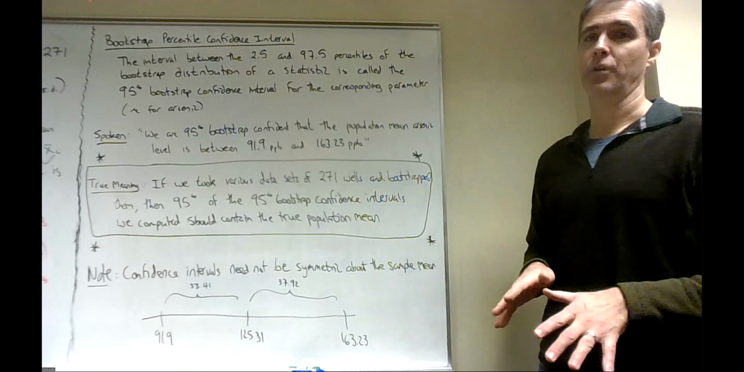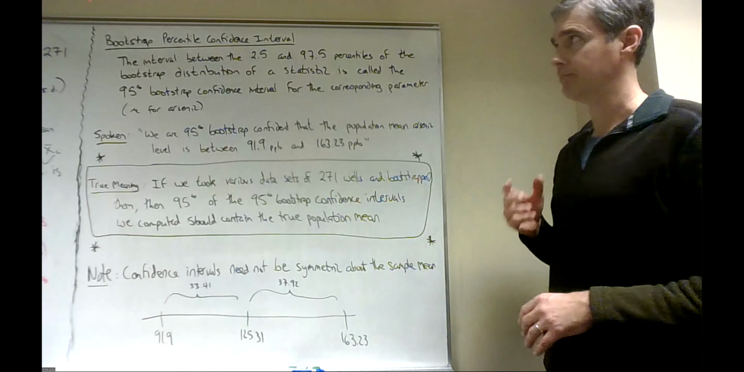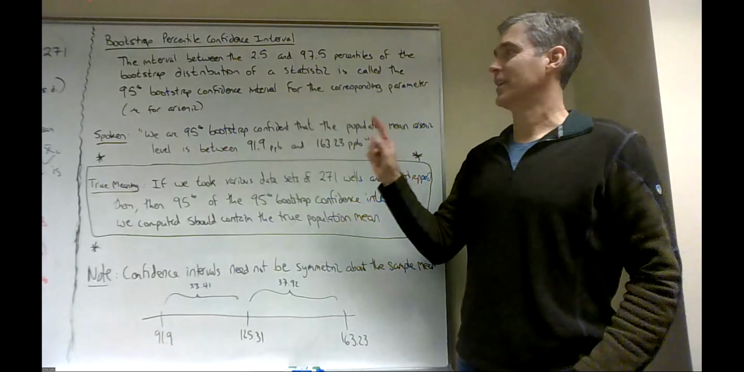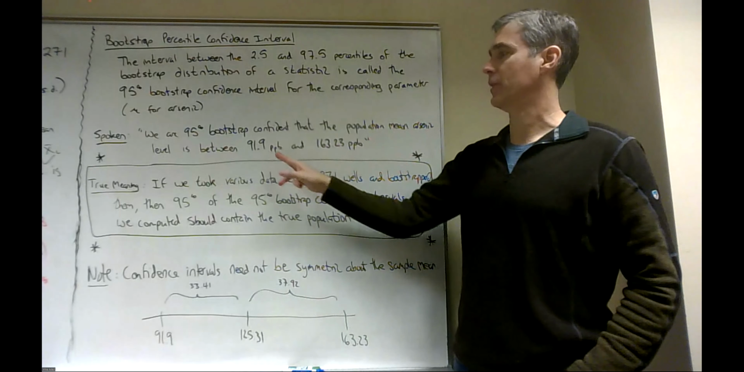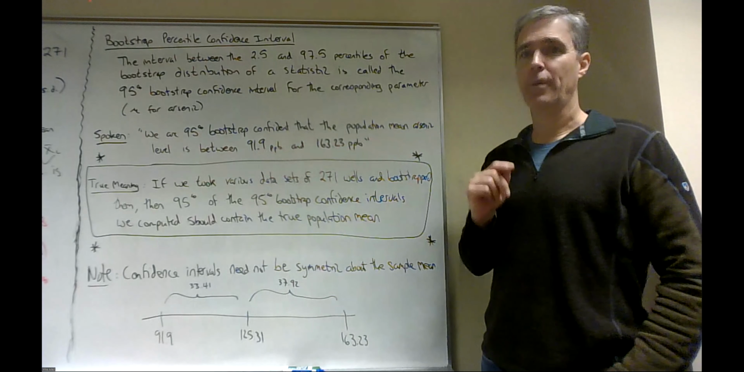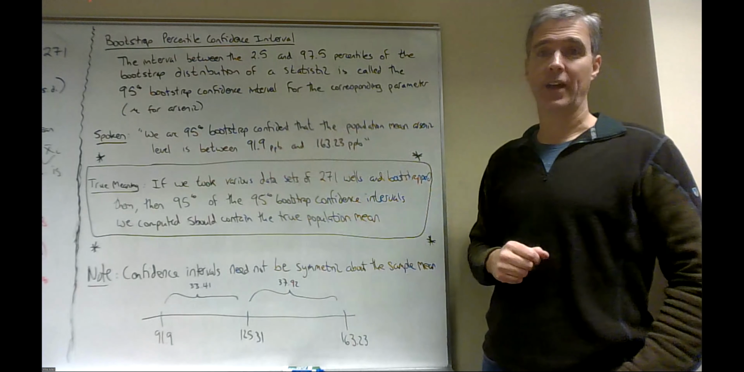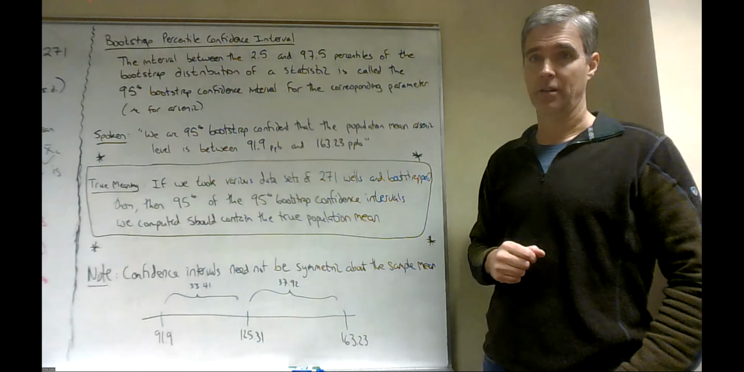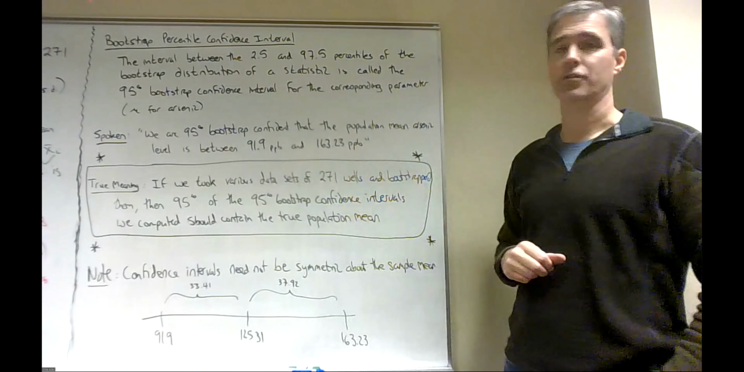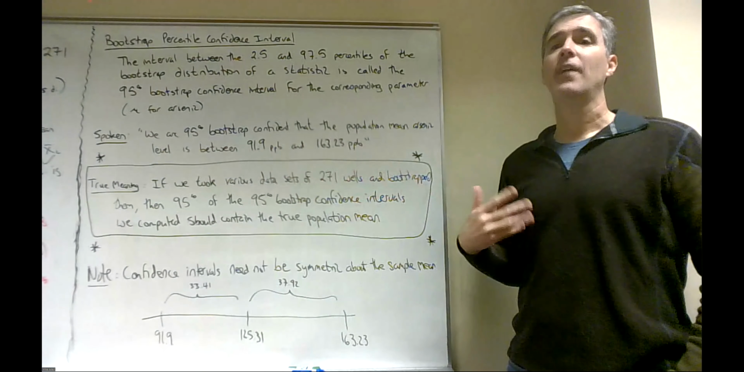So this is a very subtle point that we'll really get into in chapter 7, but I'm not going to say that there's a 95% chance the true population mean is between 91.9 and 163.23. There isn't. The true population mean is either between those two values or it's not. But what I am saying is if I run this process over and over again with samples of 271, then 95% of the confidence intervals I create should contain the true population mean. Right, so it's a subtle difference, and we'll hammer that home a lot more in chapter 7.